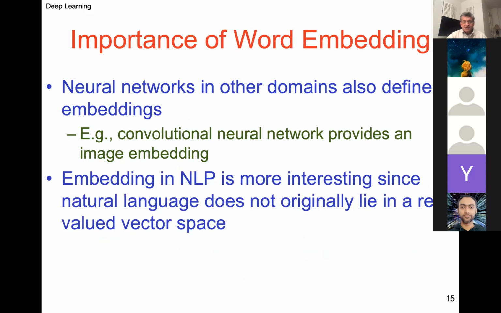So, the importance of word embeddings. Neural networks in other domains also define embeddings. Well, we know about computer vision: a convolutional neural network, or CNN, provides an image embedding. We saw that, we go into a higher level representation to do final recognition. Those are also embeddings. But embedding in NLP is more interesting since natural language does not originally lie in a real valued vector space. With images, they're all pixels, values between 0 and 255, all numbers anyhow. Here we had words, which are symbolic, and we are mapping all of that into numbers.